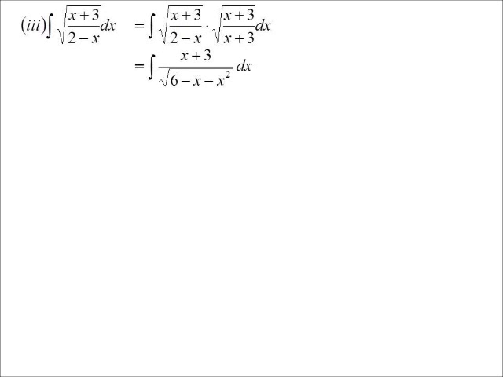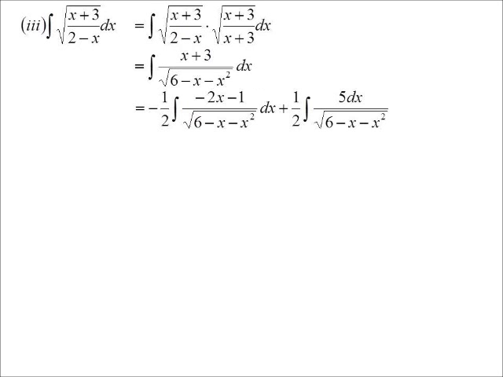and we get a question just like the last one, where we've got the quadratic denominator in the bottom, and on the top I've got a linear function. So we'll split it up into 2. The derivative of 6 minus x squared is minus 2x minus 1. But I don't have minus 2x, I've just got 1x. So I'll multiply by negative half. That means my constant now is negative a half times minus 1, which is positive a half.